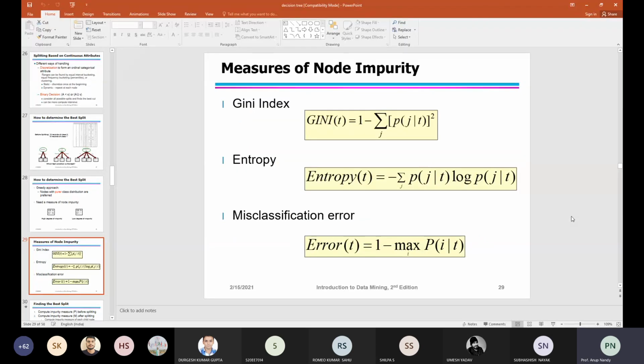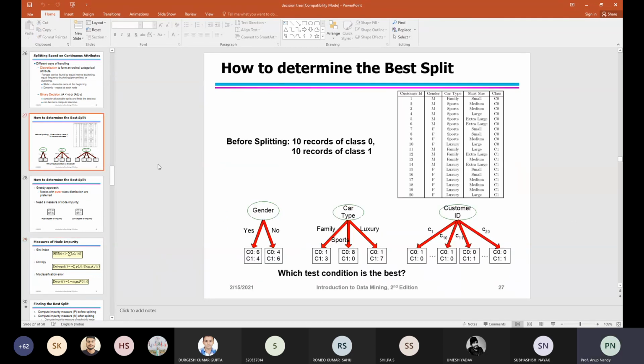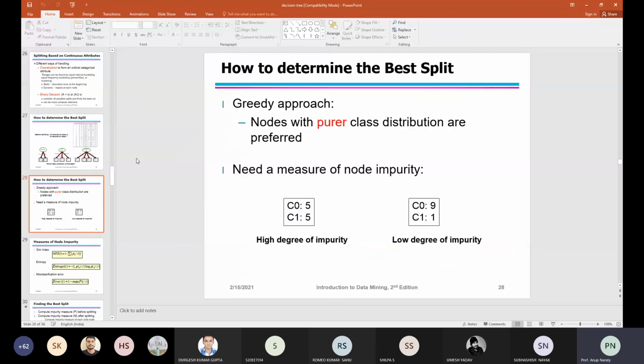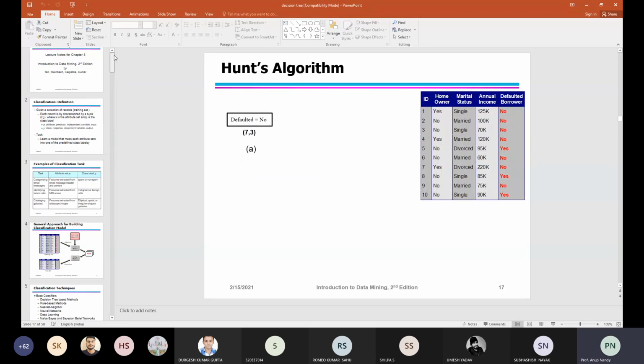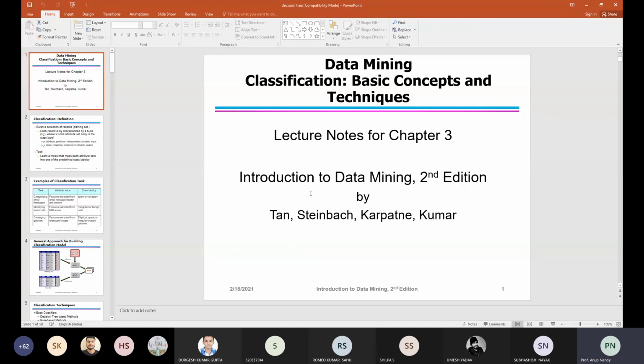So we'll meet again. I'm sharing the PPT now, so please go through it and see how it can be understood. Please also follow the book, because this is a very important concept, the decision tree.